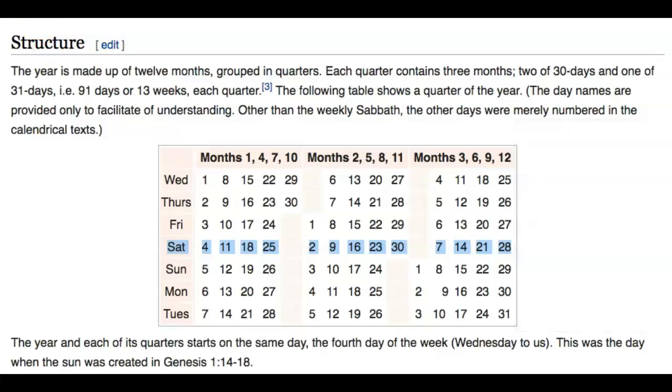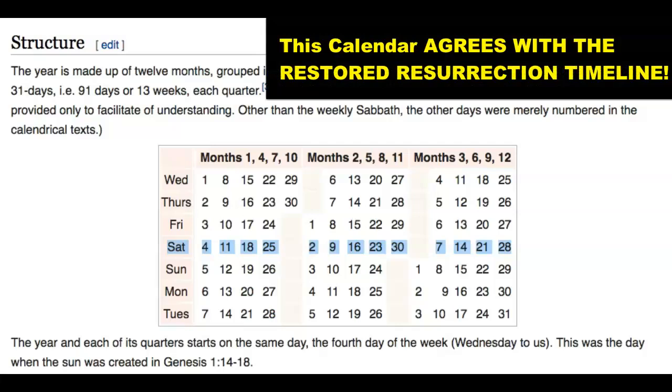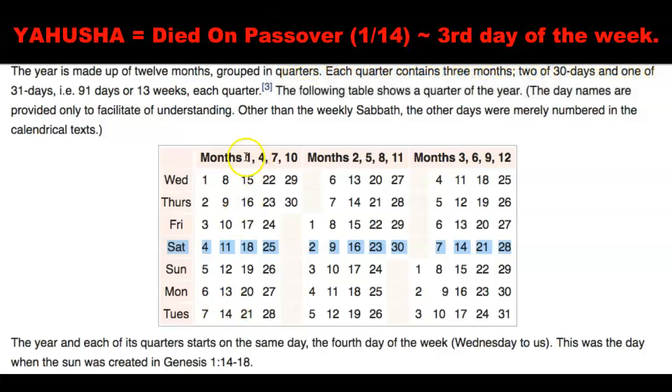Now, as we've gone over and talked about in some of our videos, this calendar agrees with Scripture too. We've talked about how, in the restored resurrection timeline, the Messiah Yahusha died around Passover. Yahusha, our Messiah, died on Passover, which would have been that Tuesday, or the third day of the week as it's commonly known, on 1/14. So we have 1/14, which is Passover. This is the day that Yahusha died.